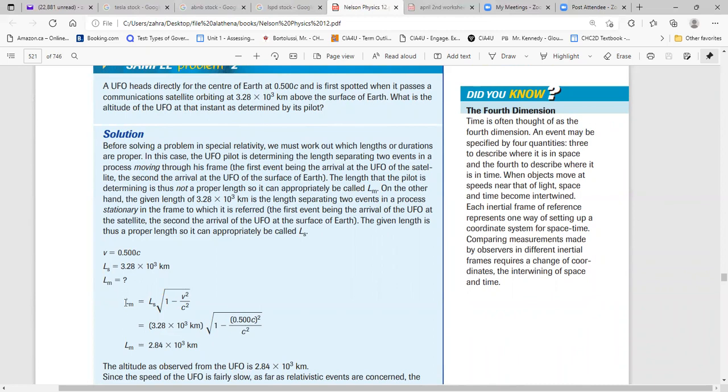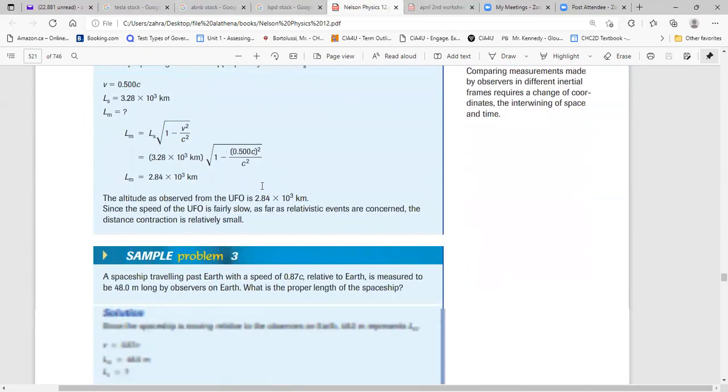So it's L_m. Your L_s is 3.28, and then you calculate it, you put v to be 0.5c, and c cancels. It's going to be 2.84 times 10^3, which is smaller than that. So we expect it, because the spacecraft is moving, so it will see the distance outside to be shorter than what is observed by the stationary observer.